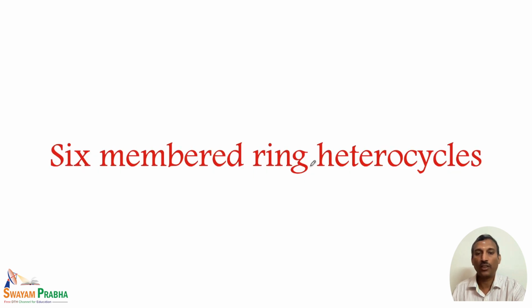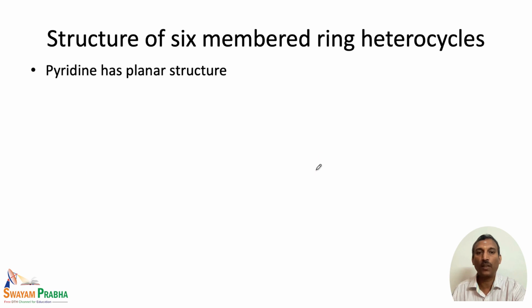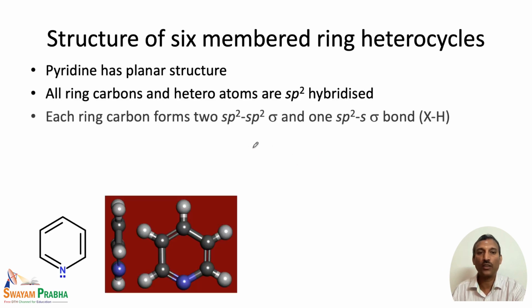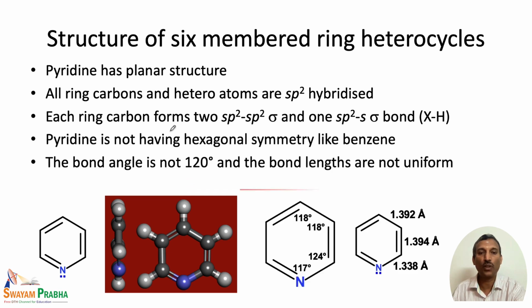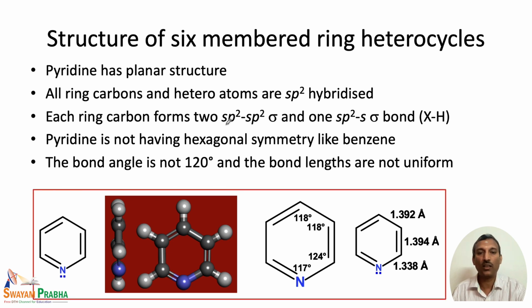Let us look at the 6-membered heterocycle, that is the pyridine one. We will just look at the structure of pyridine. Pyridine is having a planar structure very similar to thiophene, pyrrole and furan. This 6-membered ring is also planar in nature. So, that means this is one of the criteria for the aromaticity, and similar to pyrrole and furan, what we have seen is like there are two sp2 sigma bonds and one sp2s sigma bond formed in these cases.